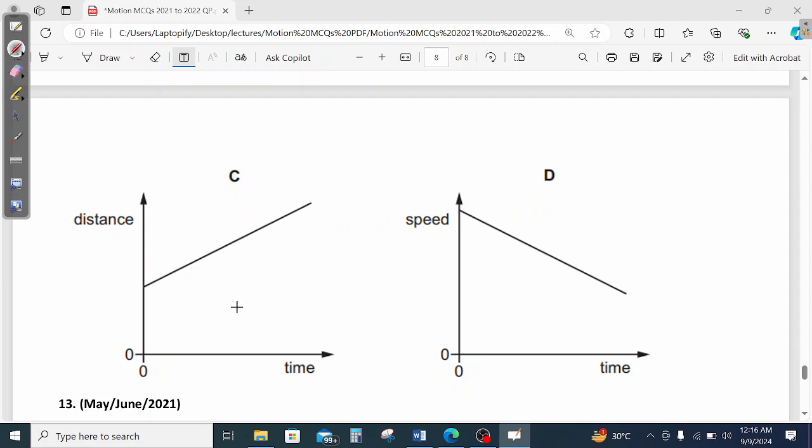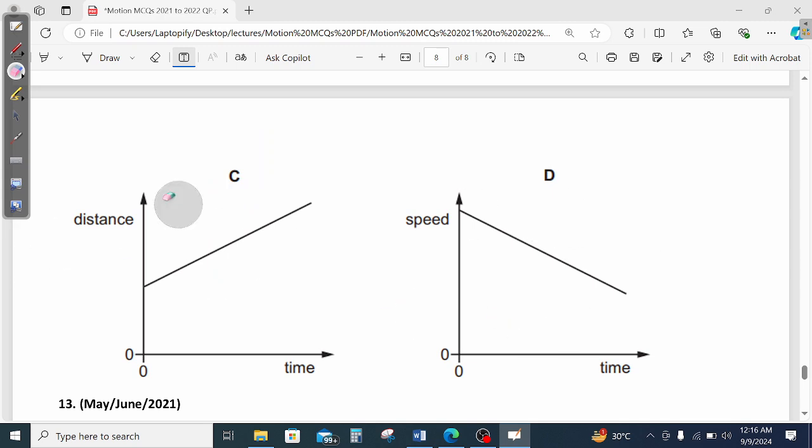In a distance time graph, when you see a straight line, it means the body is moving with constant speed. This is the key point. Without this key point you cannot solve the Cambridge MCQs. But in that case, this is the speed time graph, and the body is decelerating here. So your option will be C. Is it clear?